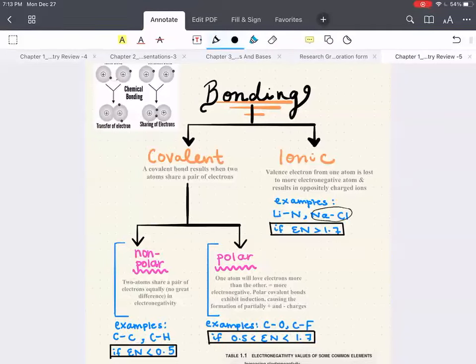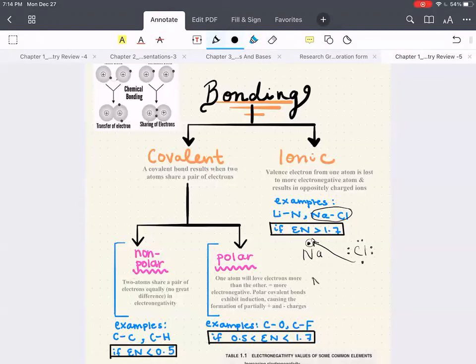Sodium chloride, the way that sodium and chlorine bond is through ionic bonding. Sodium has 1 electron in its valence shell, and chlorine has 7. Whenever sodium and chlorine form a bond, chlorine pretty much steals the electron of sodium. It's like, gimme, gimme, gimme. It's pretty selfish because chlorine is more electronegative. It's more electronegative because it has more electron density around it. And so it goes ahead and just steals the electron from sodium.